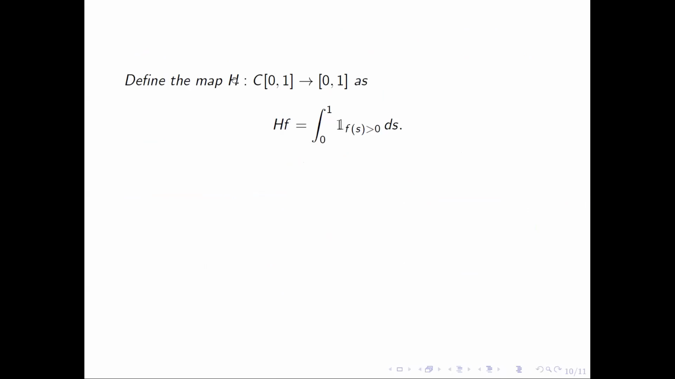Very good. So define the map H from C[0,1] to [0,1], where Hf is the integral from 0 to 1 of the indicator of f(s) greater than 0. So you're looking at the Lebesgue measure of the points which are positive. Now again the question is whether this functional is a continuous functional or not. So the answer is no.